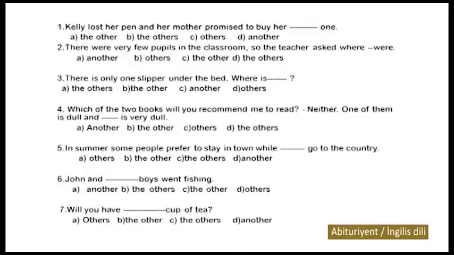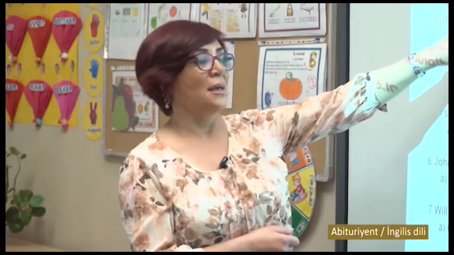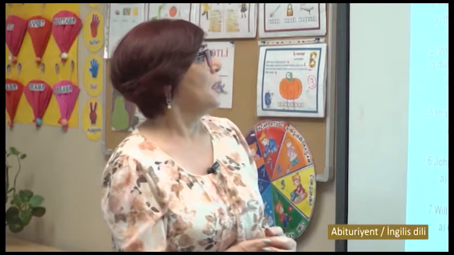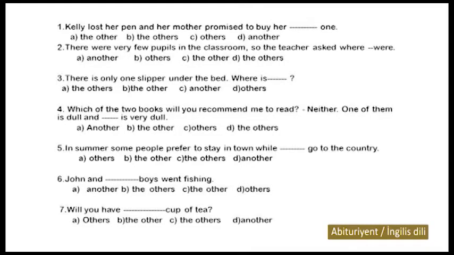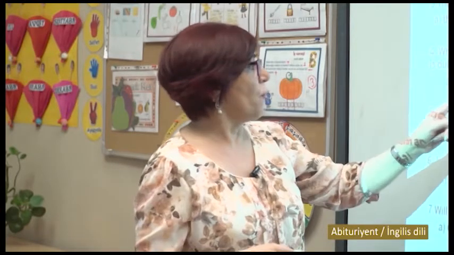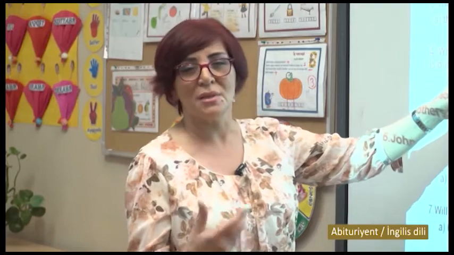Third one: "There is only one slipper under the bed." Actually, we have a pair of slippers, and I have found one of them. And which one is missing? Of course, "Where is the other?" "Other" here is in the role of a pronoun. "Which of the two books will you recommend me to read?" "Neither. One of them is dull." If you ask my opinion about these two books, one is dull. And what about the second? It means that the other, of course, is very dull. One of them is dull, and the second one is very dull.